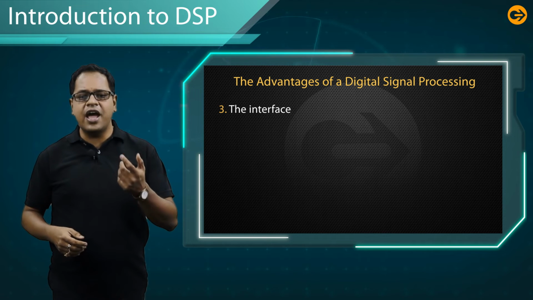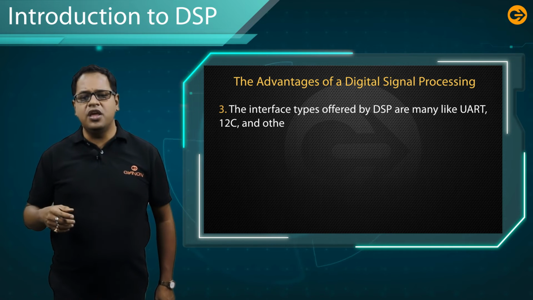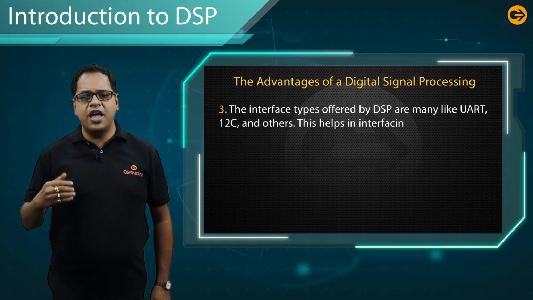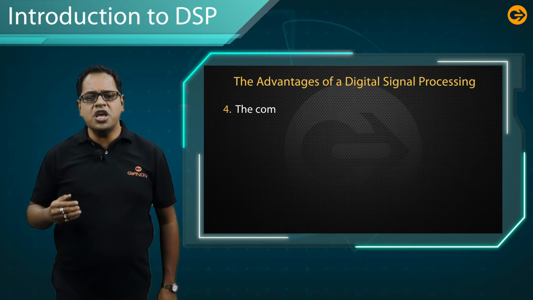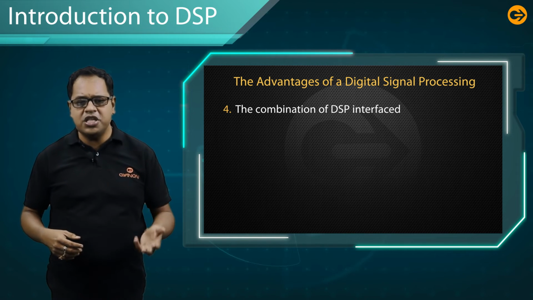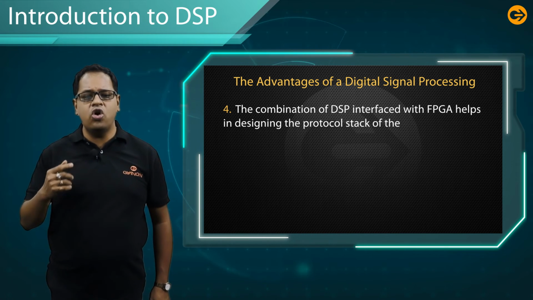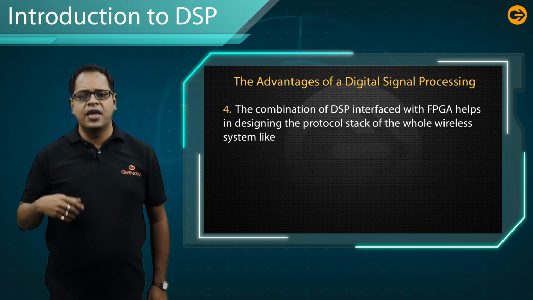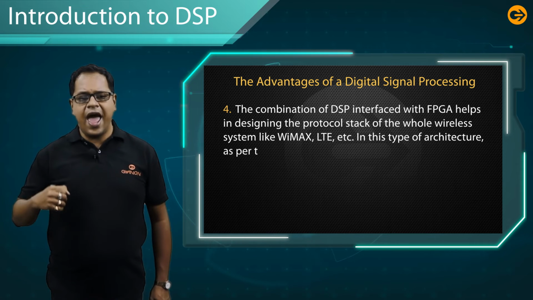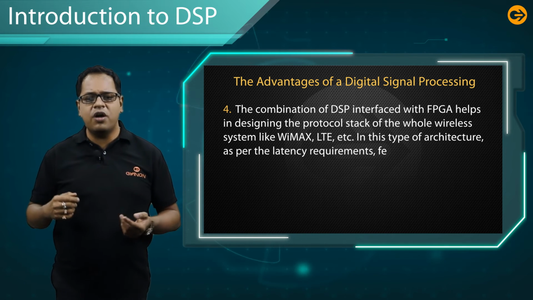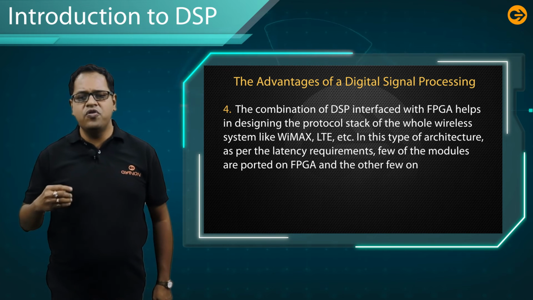The interface types offered by DSP are like UART, I2C, and the others. This helps in interfacing other ICs with the DSP. The combination of DSP interface with FPGA helps in designing the protocol stack of the whole wireless system like WiMAX, LTE, etc. In this type of architecture, as per the latency requirement, a few of the modules are ported on FPGA and the other few on DSP.